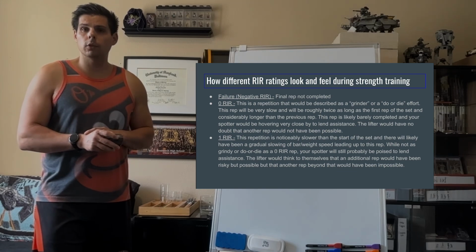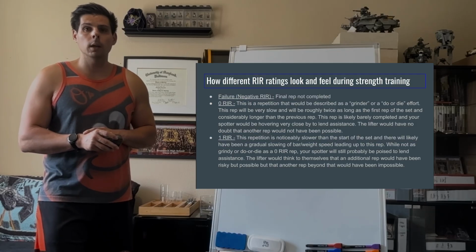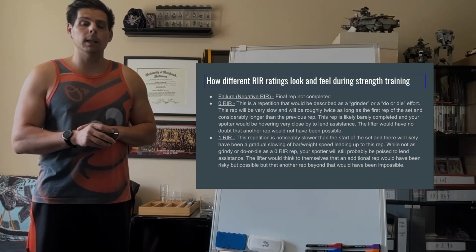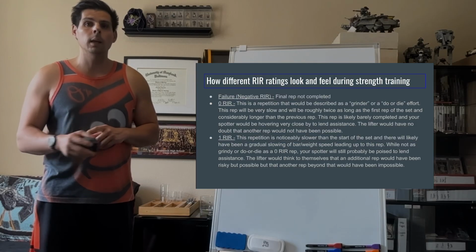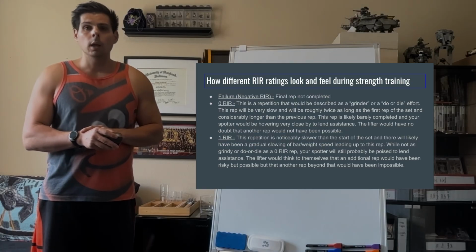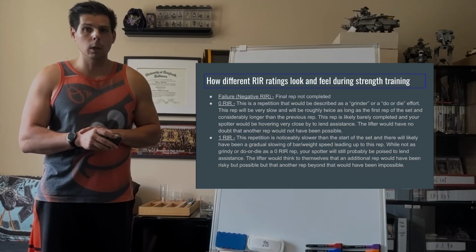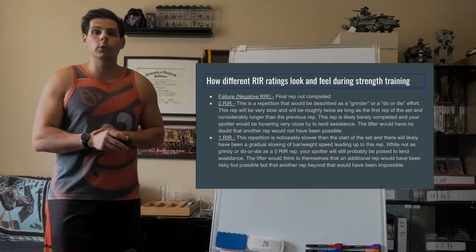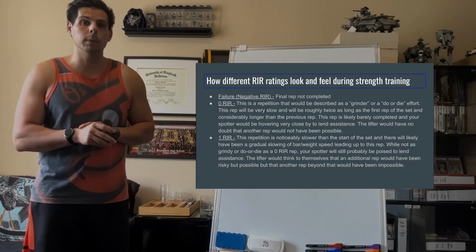This is a repetition that would be described as a grinder. This would be a do or die effort. This repetition is going to be agonizingly slow. It's going to be at least twice as long to complete as the first rep of the set. It's probably going to be noticeably slower than the rep that immediately preceded it. You're probably barely going to complete this. Your spotter is going to be hovering very close to you or the bar to lend assistance at a moment's notice, and you as the lifter, you'd have had no doubt that an additional rep would not have been completable.